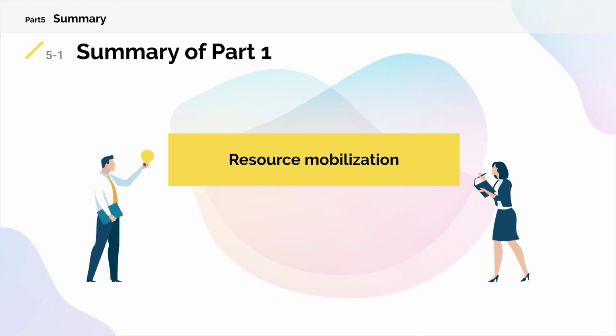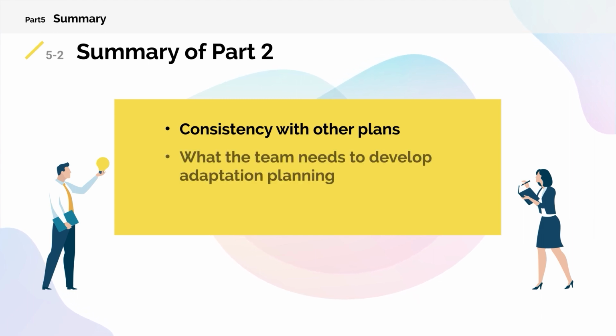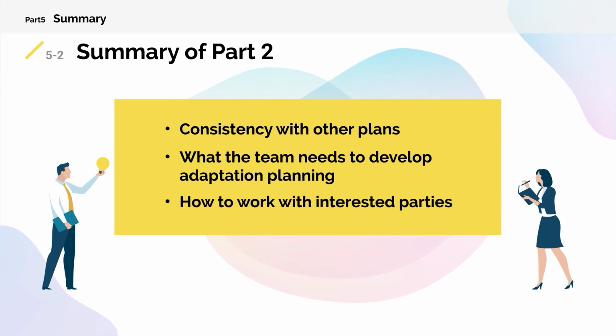In other words, the key is to learn from past successes and the factors behind them, to consolidate capacity and mobilize resources to implement adaptation measures. In Part 2, the role of local governments in pre-planning was explained in more detail. In local adaptation pre-planning, it is important to ensure consistency with other sectoral plans, form appropriate teams for adaptation planning and work with interested parties, including local residents.